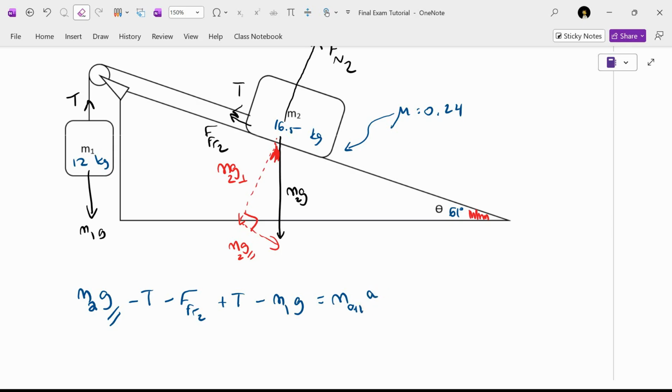Now, we may run into a situation here where friction and M1G are so big that nothing's sliding. We'll find out if we get a negative acceleration. I won't try and do that to you on the test. I'm just realizing I made up numbers and I don't know if I crunched this ahead of time to see if it works or not.